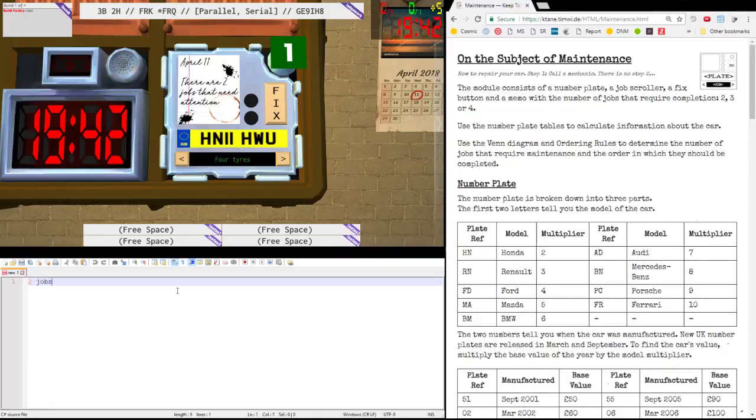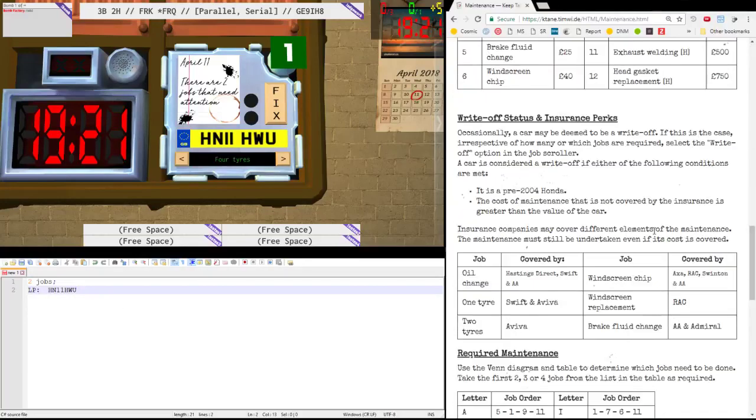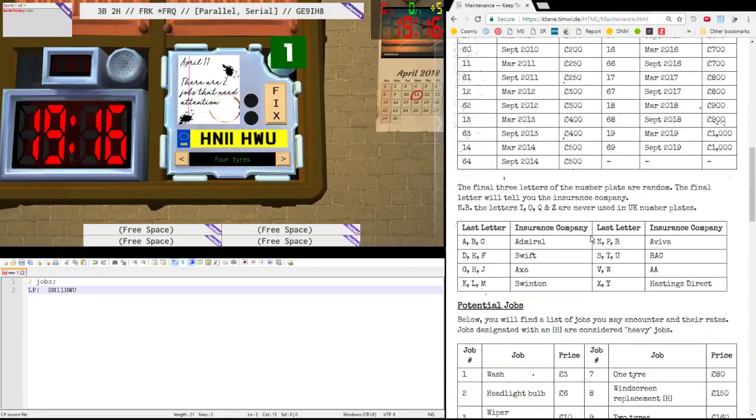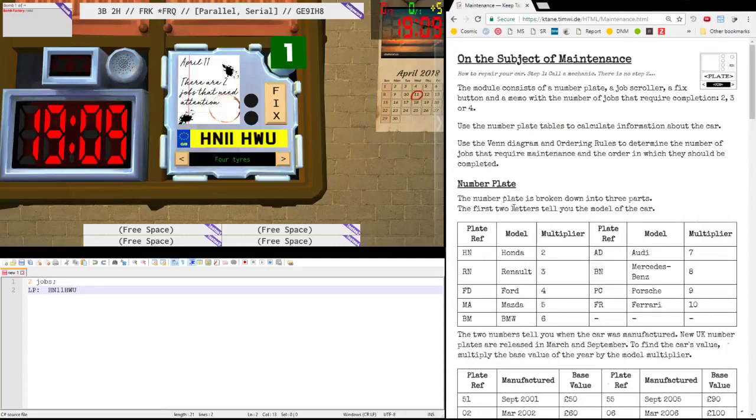So in this case, two jobs. License plate is HN11HWU. Hotel November 11 Hotel Whiskey Uniform. Format wise, it's always letter, number, letter, which is how I know those aren't I's. That and the fact that I'm 90% sure that I's do not appear in the text. Yeah, I never appears. Nor does 0, so you'll know for sure which those are.